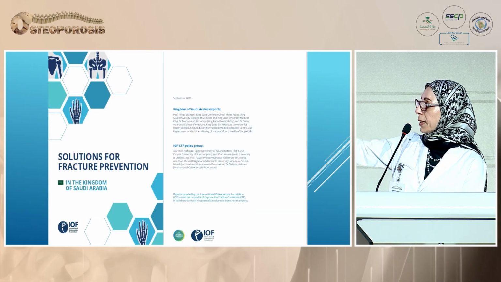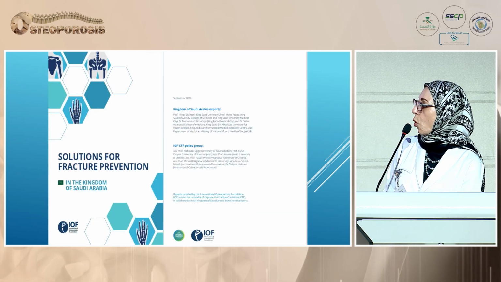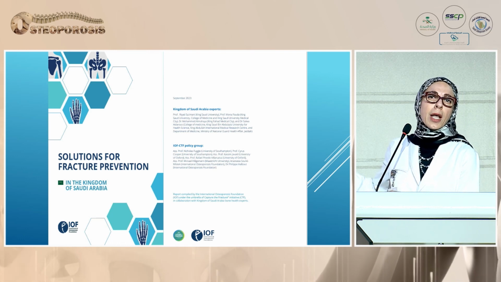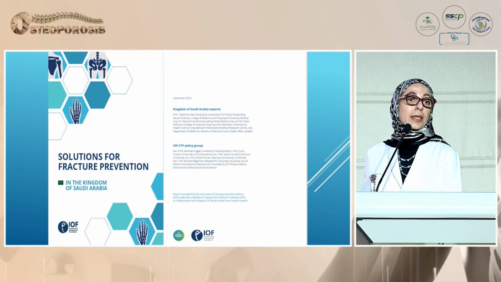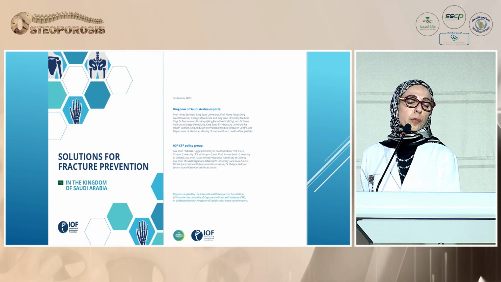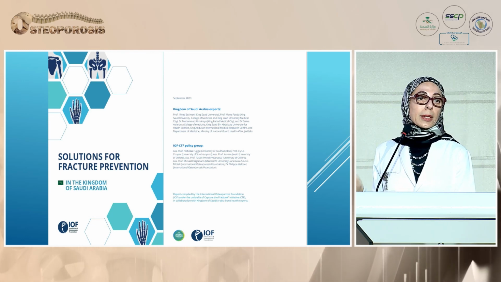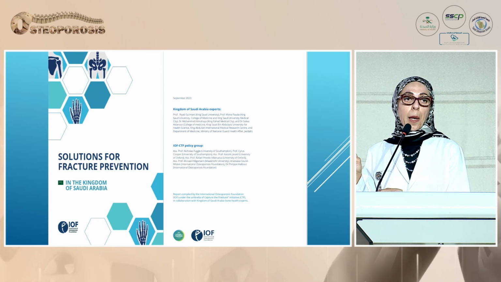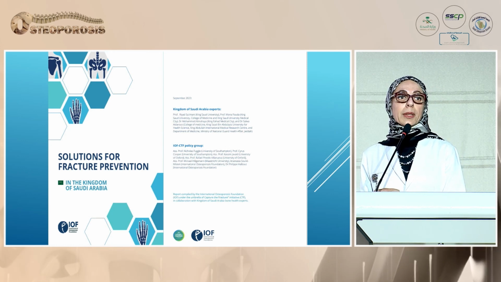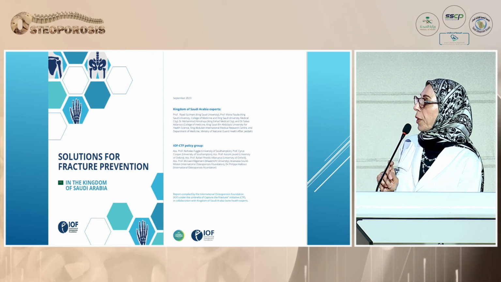The document itself is called Solution for Fracture Prevention. It's around 14 pages, but it's very easy to read because most of it is graphs and numbers. And it's just a summary of every publication that addressed fragility fractures in Saudi Arabia.